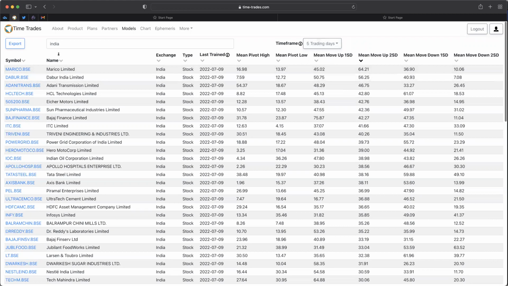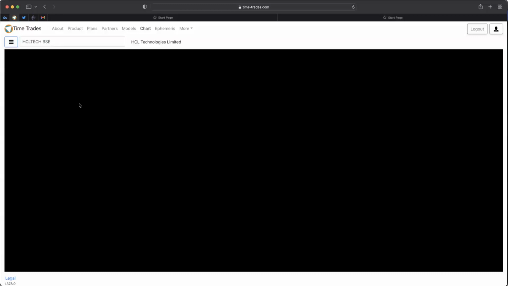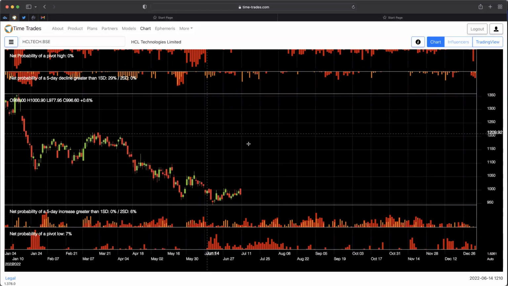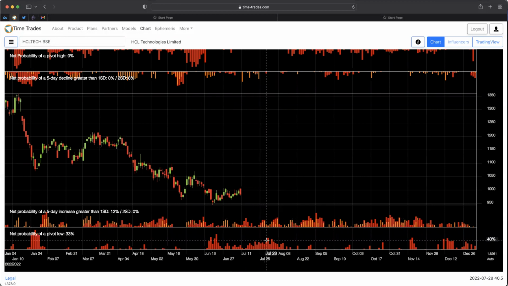So we filtered it by Indian stocks, and we can see here that these are the Indian stocks that have the highest mean move up for 2 standard deviation moves. So if we go and pick one, like I'm going to choose HCL Technologies here, we can take a look quickly and confirm that, yes, there's a nice ramp up here in terms of 2 standard deviation up days peaking July 13th. But at the same time, we also see a pretty high probability of pivot lows increasing through July 29th. So even though we may get a couple of up days, it looks like HCL has a little bit more basing work to do.